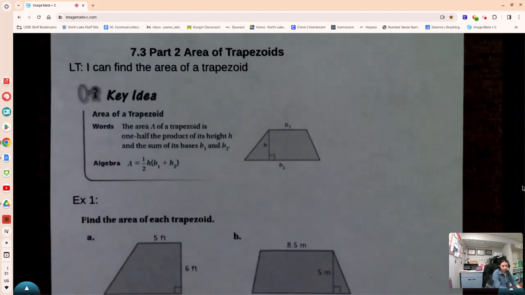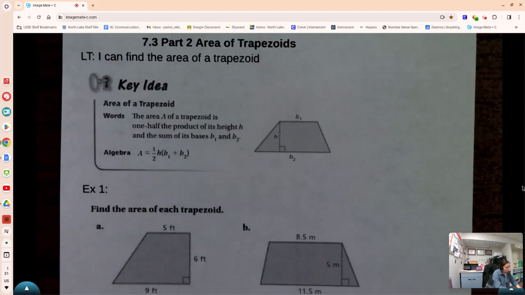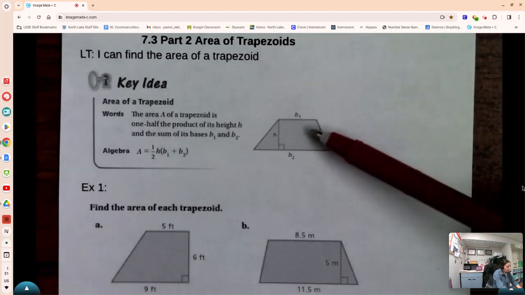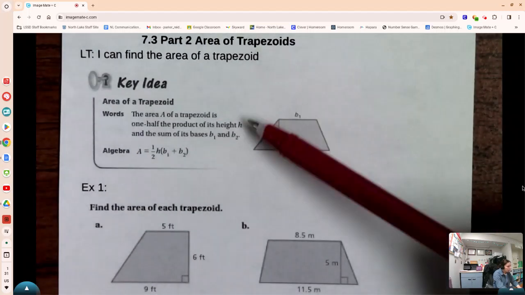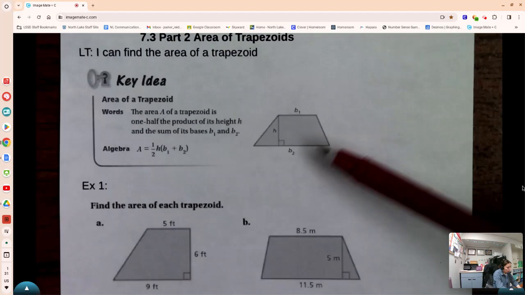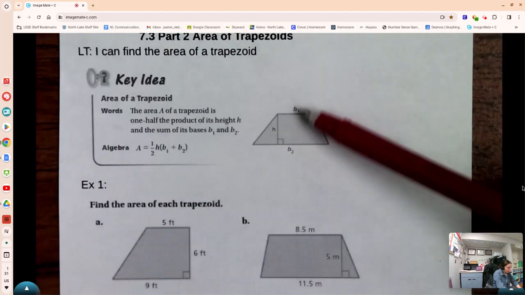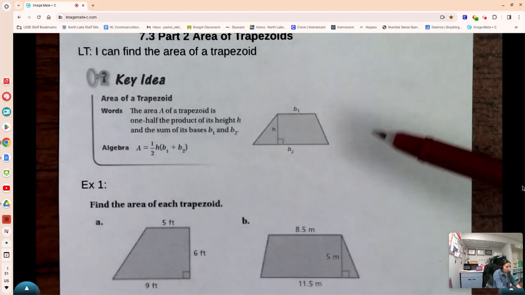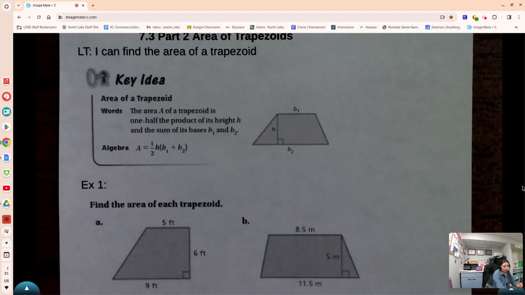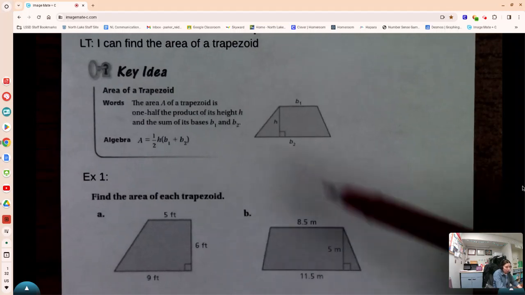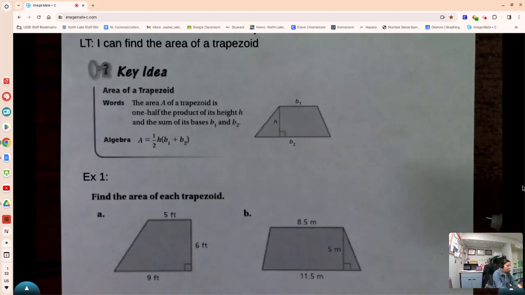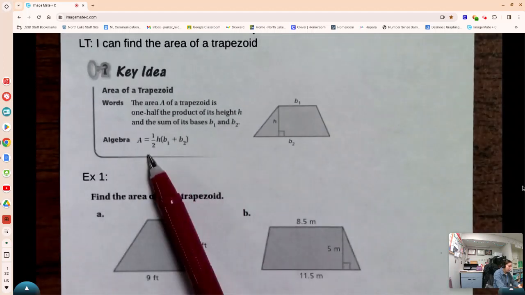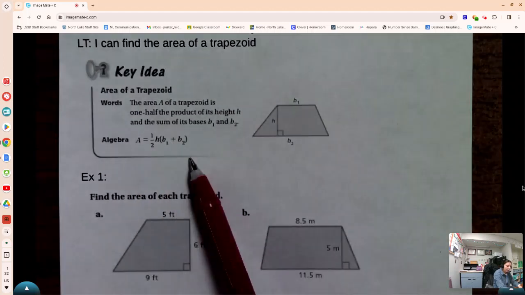This is about finding the area of a trapezoid. So a trapezoid is a quadrilateral where we have one set of parallel sides and one set that is not parallel. So something that looks like this. The top and bottom are parallel, the left and right are not. Now the area of a trapezoid has the most complicated formula so far, and that is 1/2 the product of its height and the sum of its bases. So we can look at it like this: 1/2 times height times the bases added together.